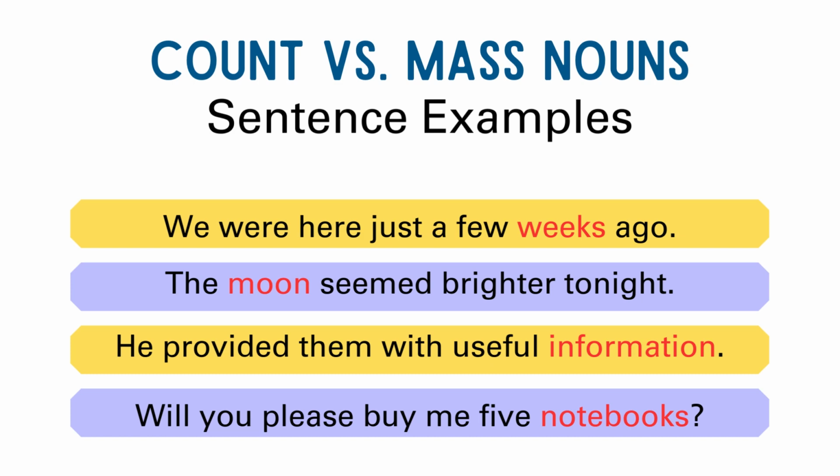Let's go over these sentences to understand the difference between count and mass nouns. In the first one, we were just here a few weeks ago. The noun used is weeks. We can count the number of weeks, so we say that weeks is a count noun. We use the word few to signal that it is plural or more than 1 week. Now pay attention to the third sentence. Information is a noun used, and since it is uncountable, we say that it is a mass noun.